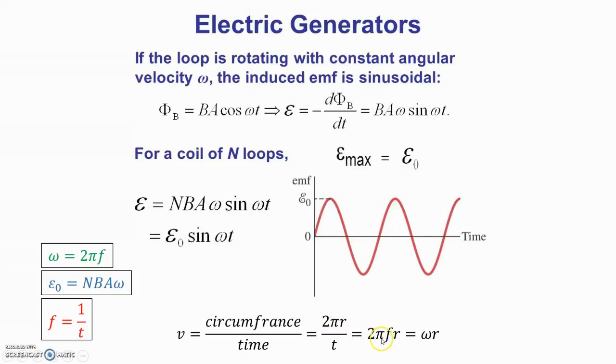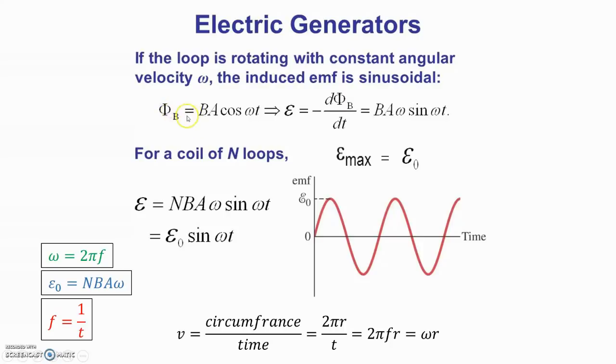How it will become 2 pi f r is by this red equation right here on the bottom left. f equals 1 over t. As you substitute that into 2 pi r over t, it will become 2 pi f r. And if you notice, we can also substitute our omega, which is 2 pi f, into this equation right here, and it will become omega r. Now let's put our focus back to EMF.